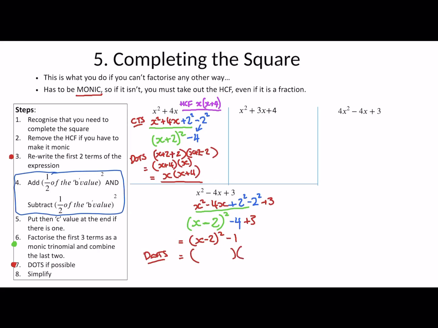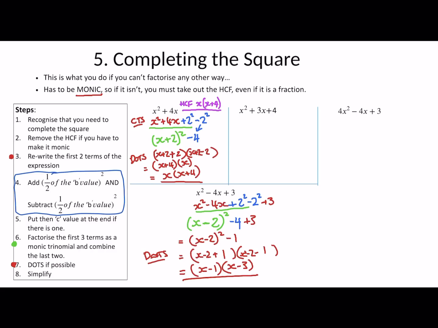So it becomes brackets, brackets, x minus 2, x minus 2. There's a plus, there's a minus. Square root of 1 is 1 and 1. Simplifying that, we get in the front, x minus 2 plus 1 is x minus 1. Simplify the second bracket, x minus 2 minus 1 is x minus 3. There's our answer. Okay.